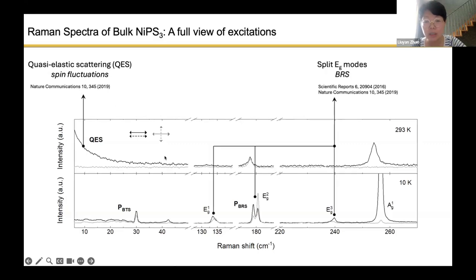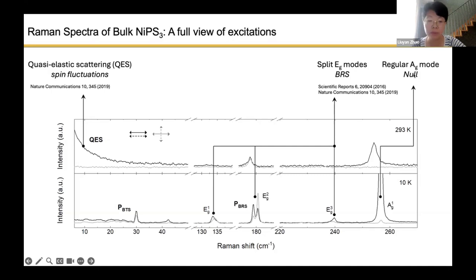The second feature is these EG modes. The EG modes split when the zigzag chain forms. So this split of the EG mode probes the broken rotational symmetry, which has been reported in the literature as well. The third one is this fully symmetric AG mode. It provides less information.